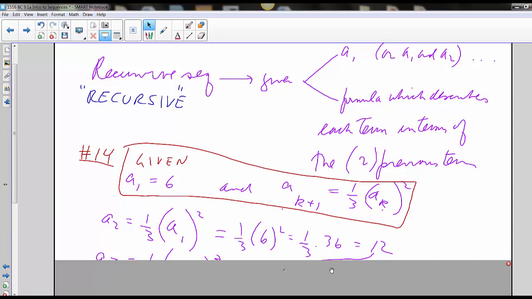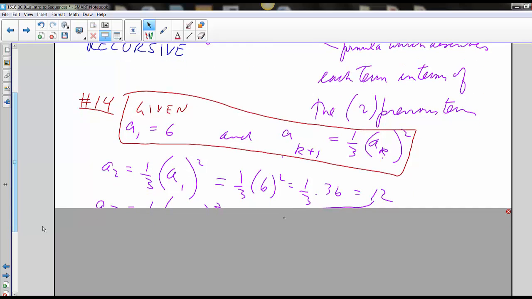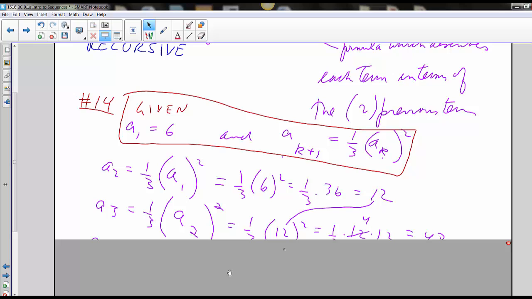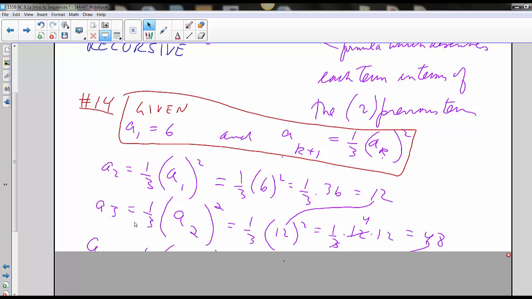is 12. Now, when it's time to find A3, you're going to need A2 because each term is defined in terms of the term before it. Sorry, there's so many word terms in there. So the third term is 1/3 the second term squared. Of course, we had to find the second term in order to do this. And then we get 48.